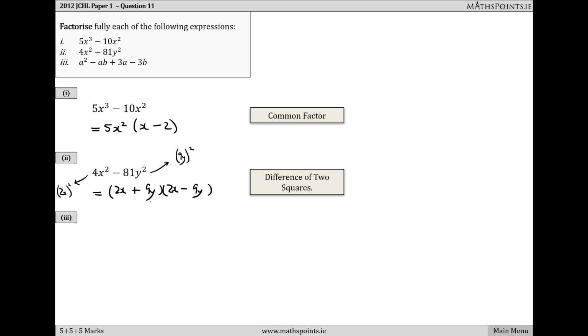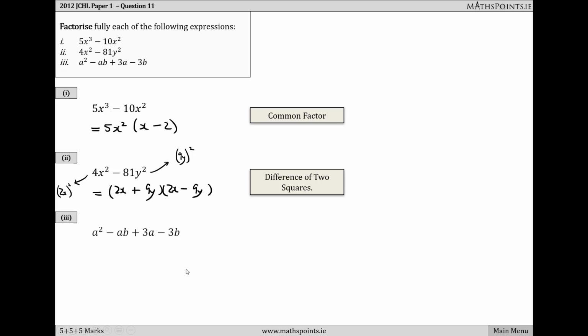If we double check the product of the inner terms added to the product of the outer terms, we should get 0. The product of the inner terms is 18xy. The product of the outer terms is minus 18xy, and they sum to 0.